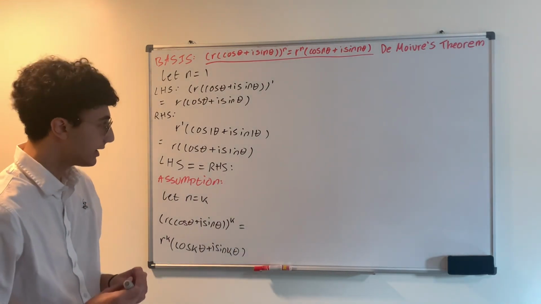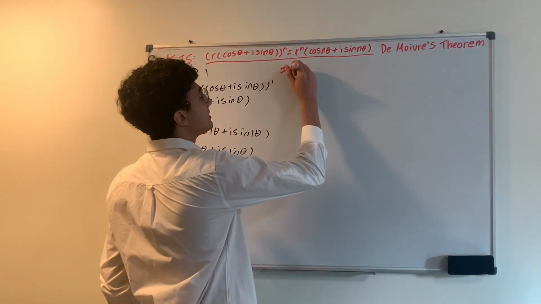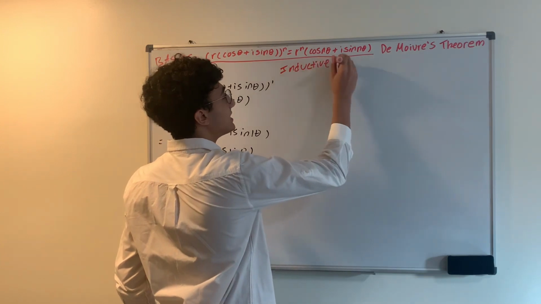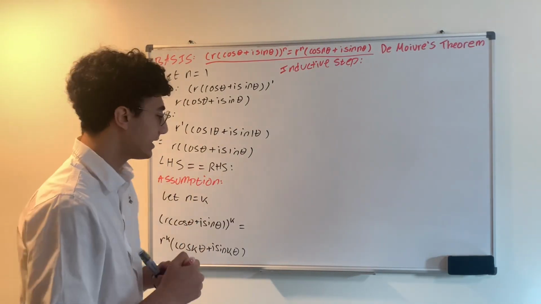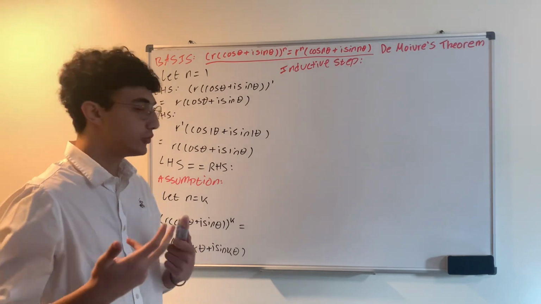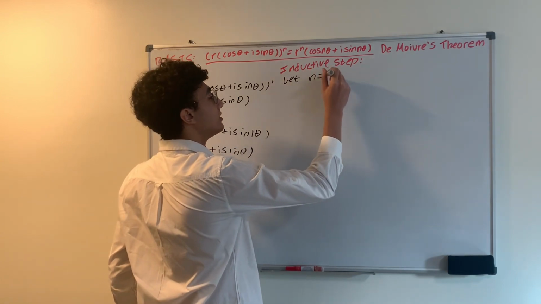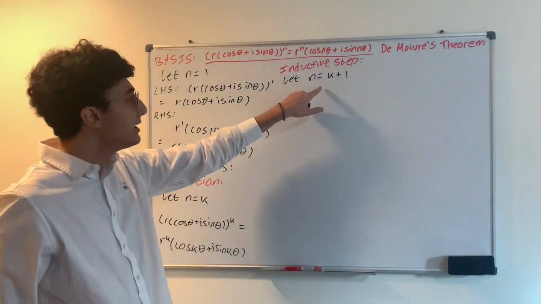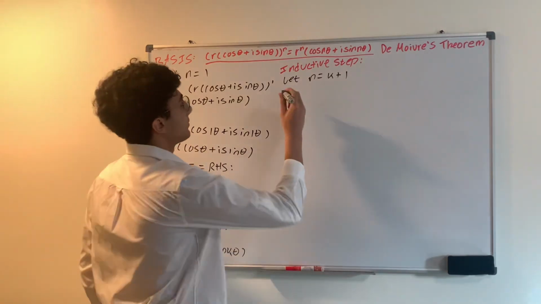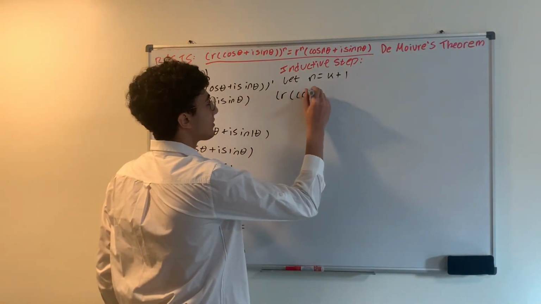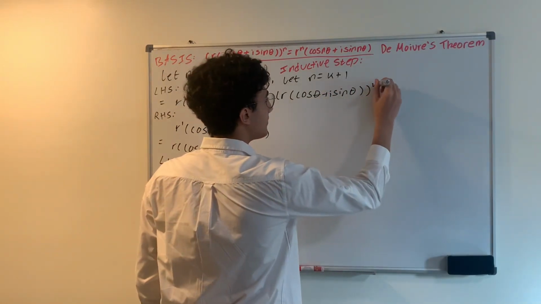Simple enough, right? Now we can move to our third step, the inductive step, which is a bit more difficult, but nevertheless, it's still simple. As I previously mentioned, we need to show that n equals k plus 1 holds true if n equals k is true. So let's let n equal k plus 1. If we plug in n equals k plus 1 to our left hand side of our equation, this is what we get, all to the power of k plus 1.